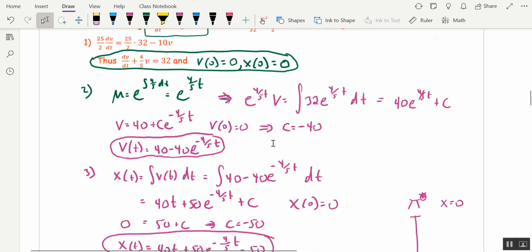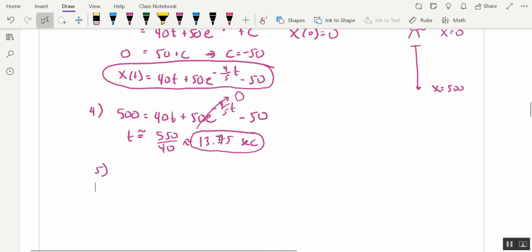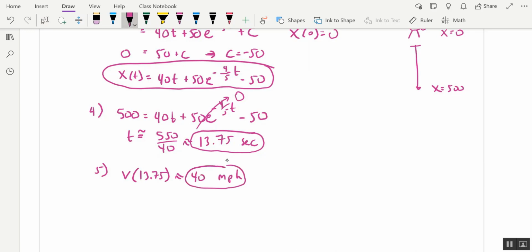And then finally, part 5, the question is: is it a soft landing? How fast is the baby going when it hits the ground? Well, it hits at 13.75 seconds. And so if we want to know how fast it's going, we want v of 13.75, and that's about 40 miles per hour. And that's not a soft landing. It hits pretty hard.